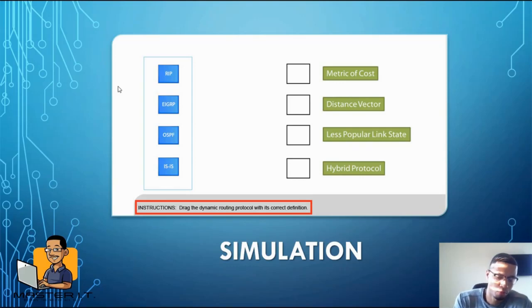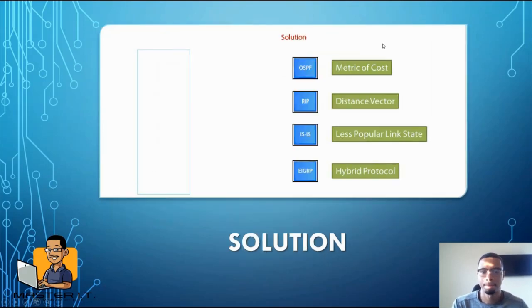5, 4, 3, 2, 1. So the answer is: OSPF, metric of cost. RIP, distance vector, cares about distance. IS-IS, a less popular link state protocol. And EIGRP is a Cisco proprietary hybrid protocol.